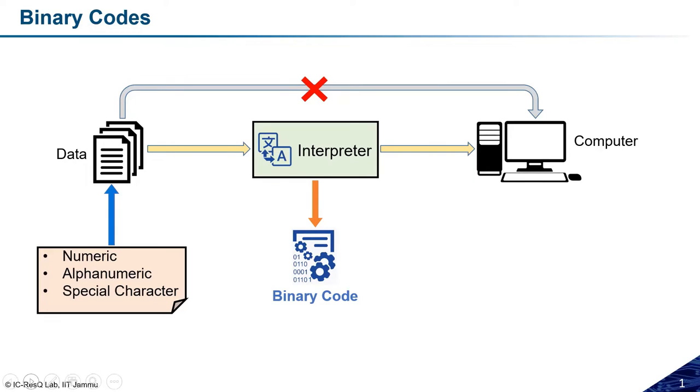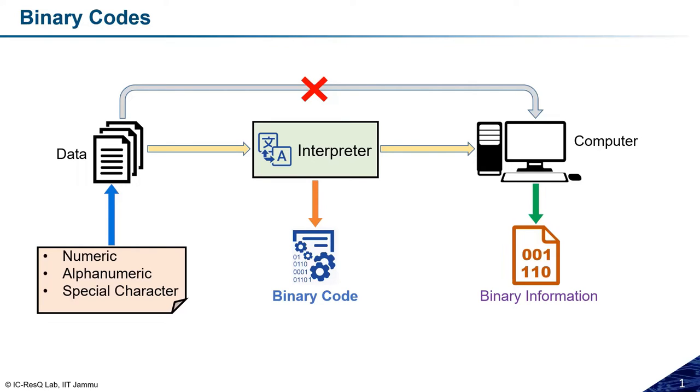Once the interpreter is able to transfer the data into the computer, we get the information in machine language form, which is binary information. This is how we can get or store the actual information in the system, because any processor or digital device can understand only binary information. So we must convert any data we want to store into binary information. This is the whole process of how it works.